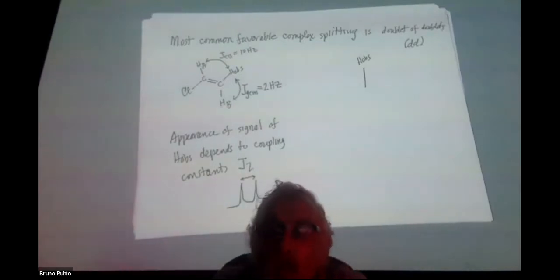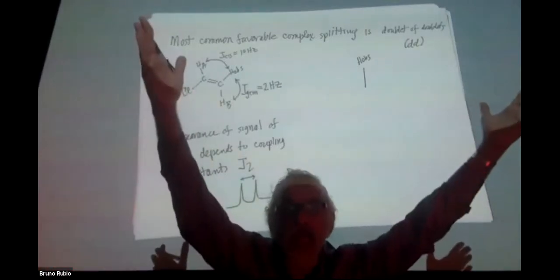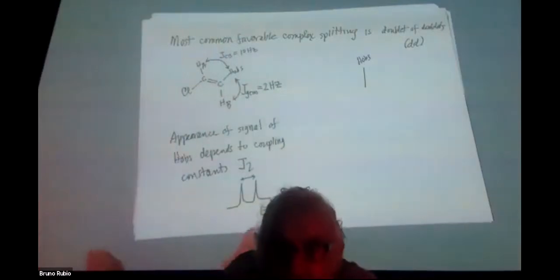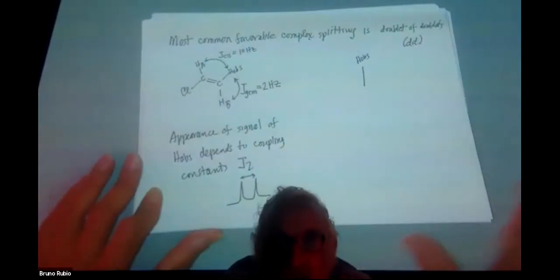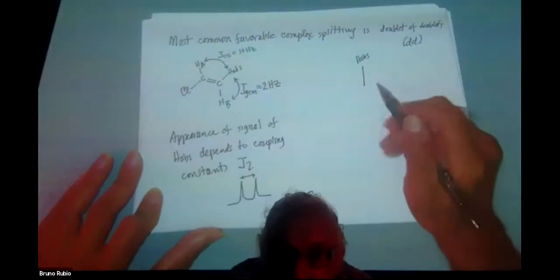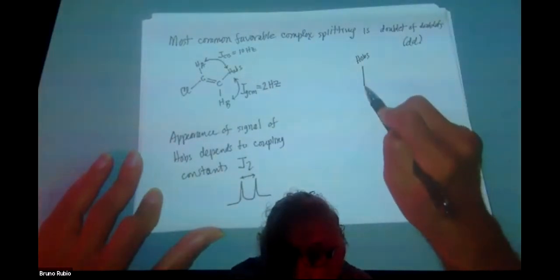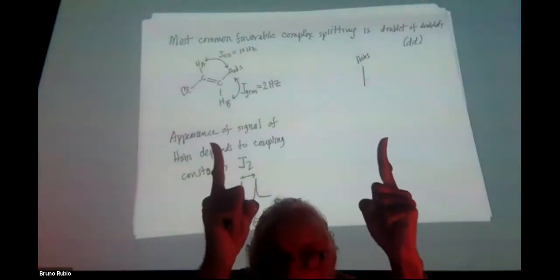But you get a much prettier picture, a much easier to understand splitting tree if you go from the widest splitting to the narrowest splitting, right? But it doesn't really matter which coupling constant you turn on first. I'm going to turn on the J cis, and that's going to be a 10 hertz coupling constant. Okay, and so this is split into a doublet, and the peaks of the doublet are separated by 10 hertz.